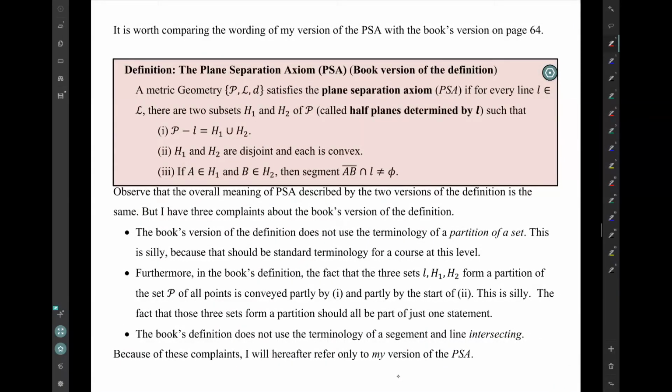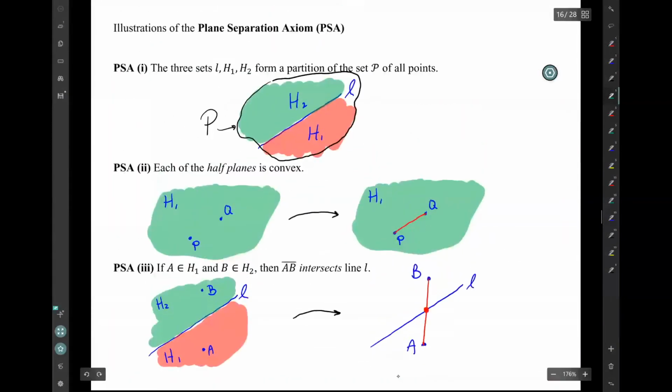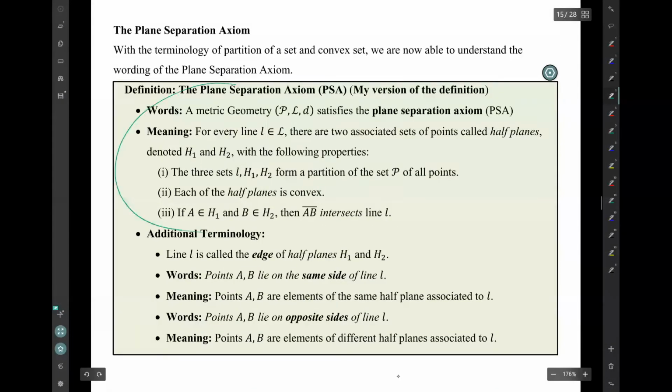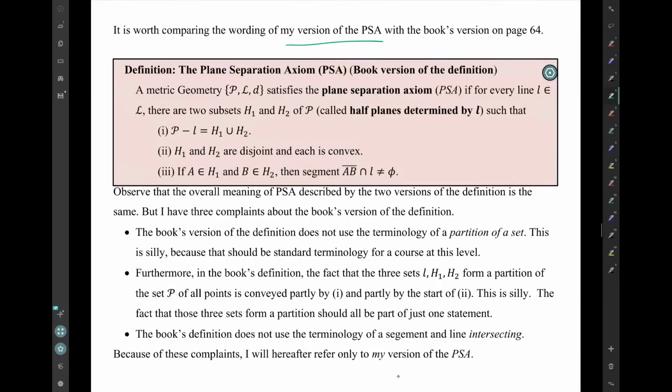Now it's worth comparing the wording of my version of the plane separation axiom with the book's version from page 64. So here's the book's version. It looks similar, sort of, if you zoom out. The overall meaning of the version that I printed is the same as the overall meaning of the book's version. But I want to point out some things about the book's version of the definition that I'm not wild about.